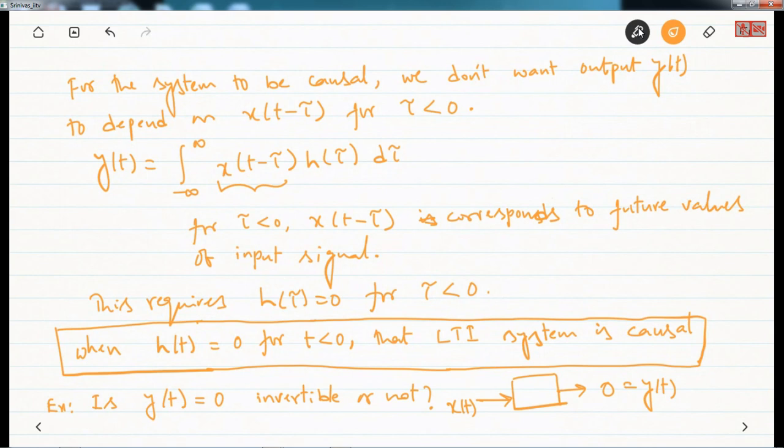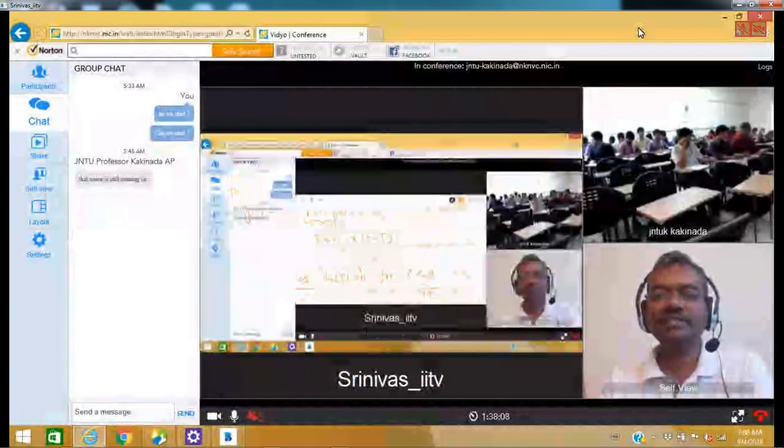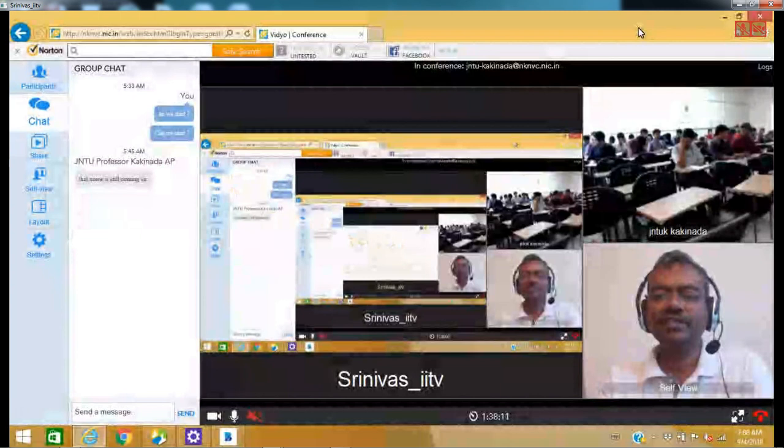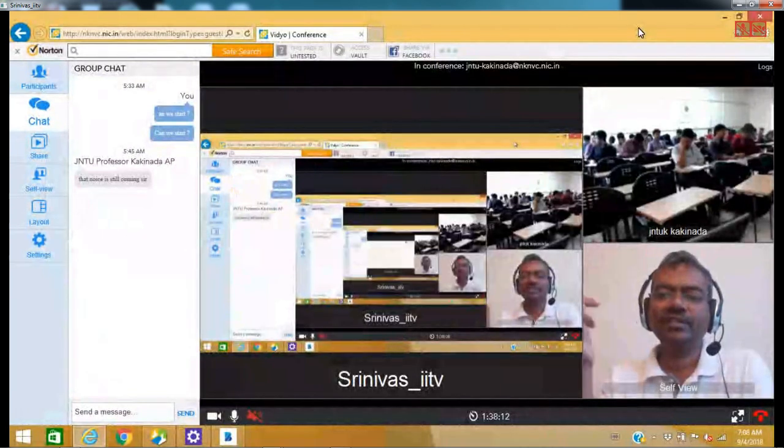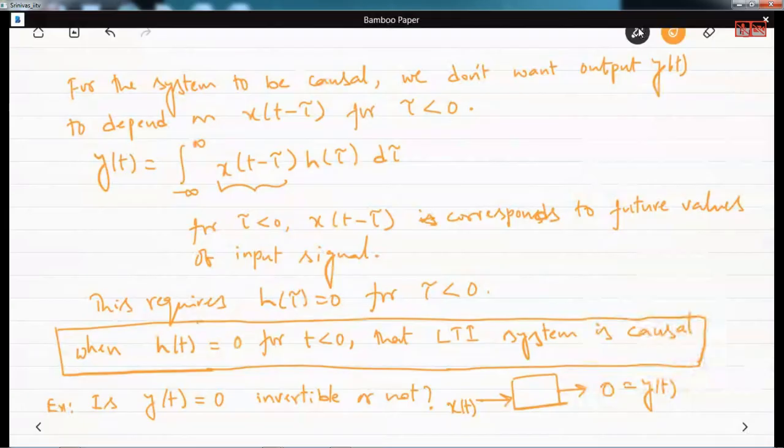Why? Just think about an invertible system. An invertible system is one in which there should be a one-to-one mapping between inputs and outputs. Here all the inputs are being mapped to the value 0. Whatever x of t I give, it is getting mapped to the value 0. So it's not an invertible system.